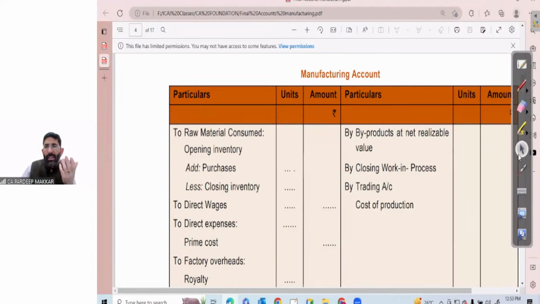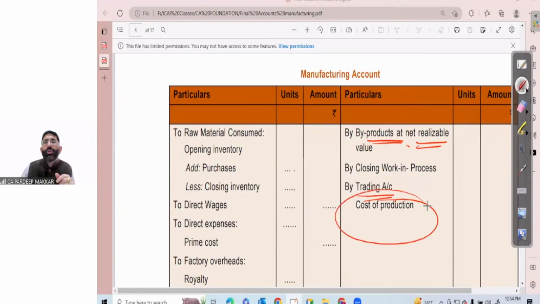if any income is there by way of realization of some byproduct, because in a factory a number of times we get scrap sale, we get byproduct sale as an income, that will be credited to it. Only that is credited, no sale is credited. Sale will be entered in the trading account. So whatever is the balance figure, that is named as cost of production. Whatever is the balance figure of the manufacturing account, that is named as cost of production and transferred to the trading account.